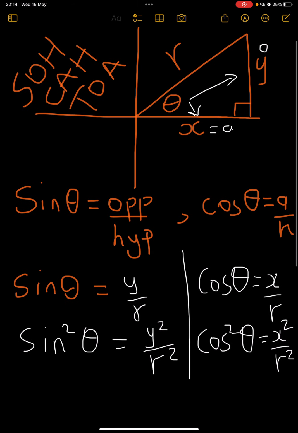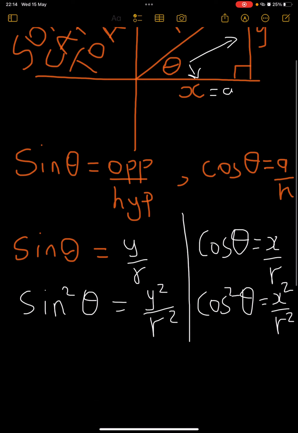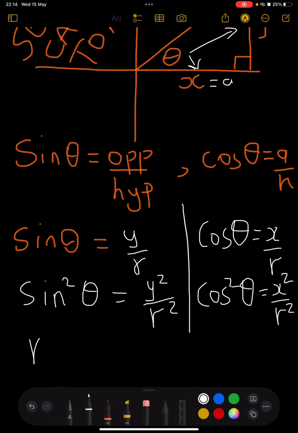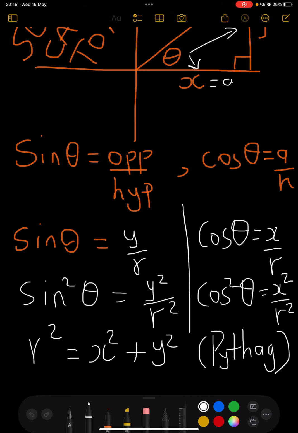Before I proceed, let's all agree that r squared equals x squared plus y squared. So ladies and gents, we're going to say r squared is the same as x squared plus y squared, using the theorem of Pythagoras. You must show that here we used Pythagoras. Awesome.